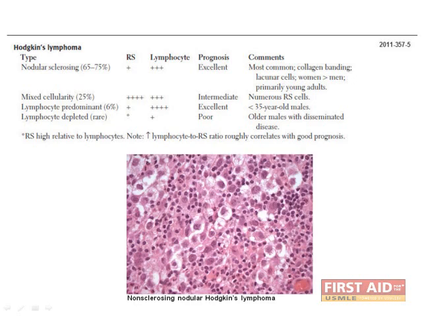Here's an example of nodular sclerosing Hodgkin's lymphoma. Notice the sclerosis in a few Reed-Sternberg cells, which you can recognize by their pale halos. Nodular sclerosing is the only Hodgkin's lymphoma that affects women more than men.